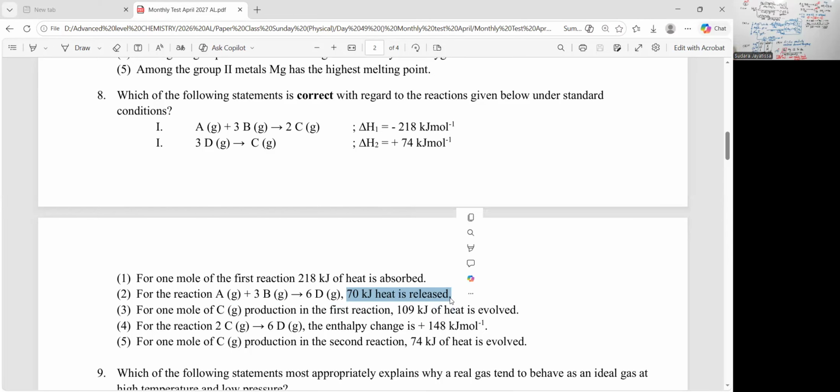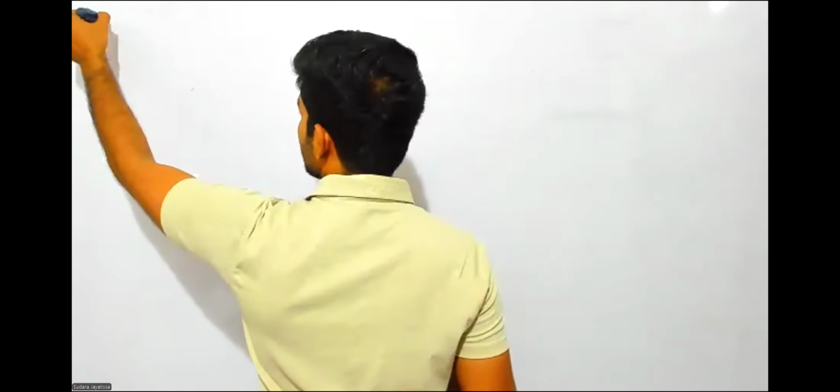Ideal gases. Which of the following statements most appropriately explains why a real gas tends to behave as an ideal gas at high temperature and low pressure? So yes, real gases attain the ideal behavior. Okay, they don't become ideal, but they behave like ideal at high temperature and low pressure. So what is the reason? First of all, before going into these statements, we will casually explain why real gases try to behave as ideal at those conditions.